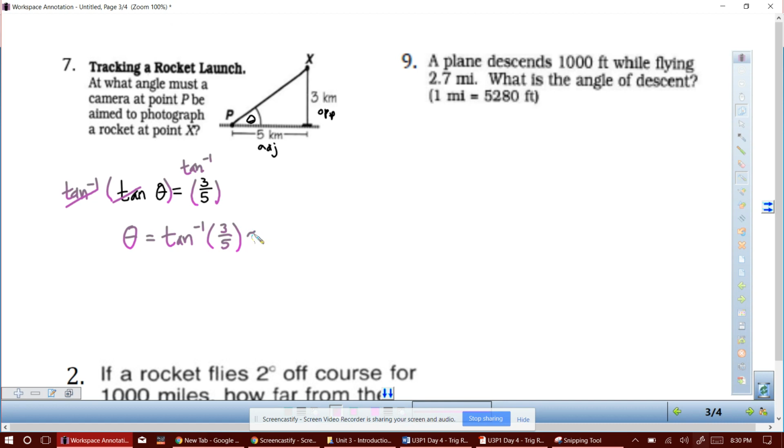With that, you just press second and tangent on your calculator. You type in your fraction, 3 divide 5, and then you press enter.